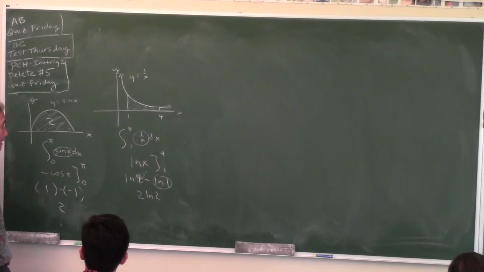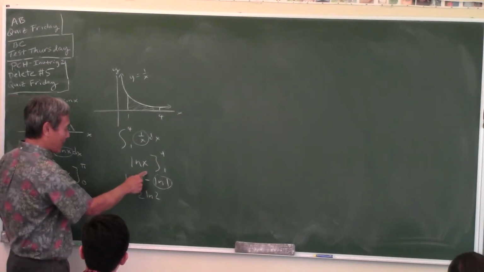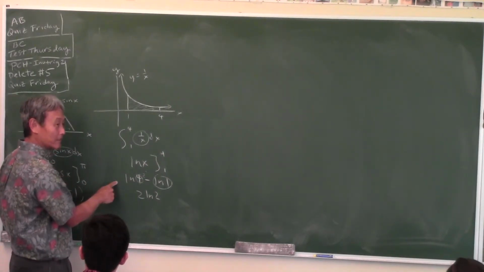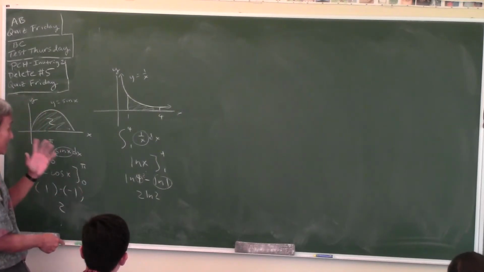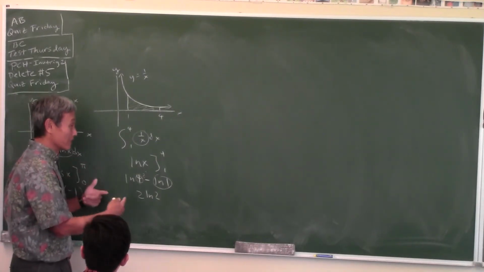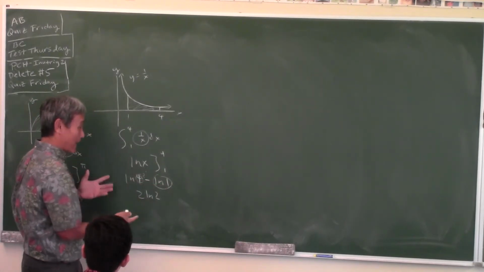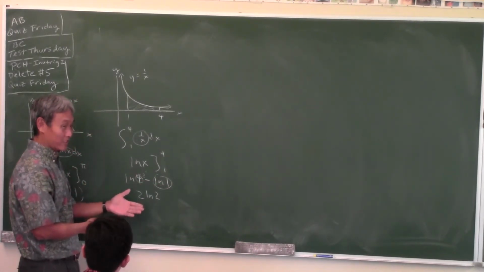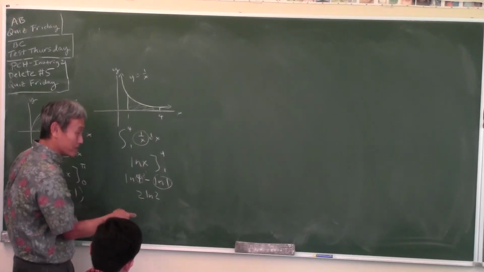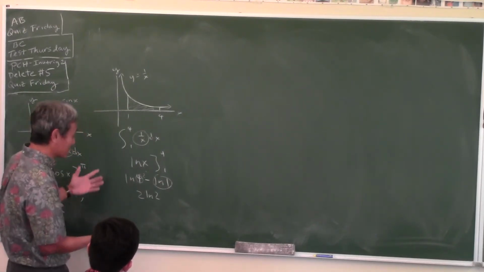Remember, when you have logarithms and a power, you can put the power in front. This is how on the AP exam they test whether you know your properties of logarithms. Natural log 4 minus natural log 1 is the answer, but that's not going to be one of the 4 choices. You have to know that it's the same thing as 2 natural log 2.